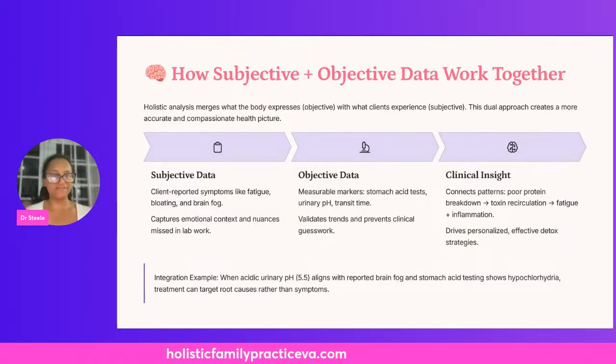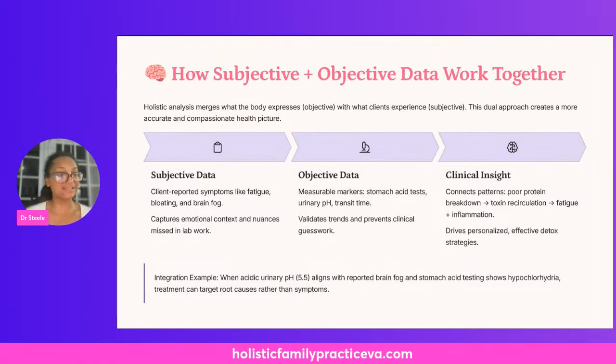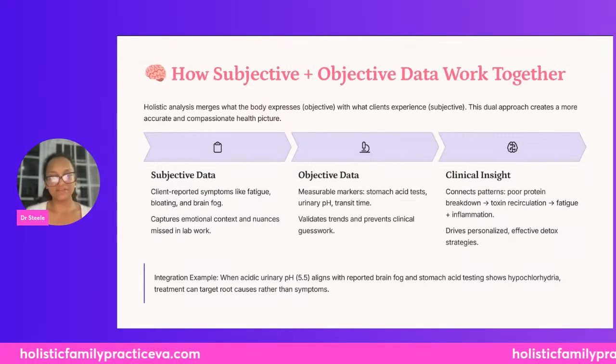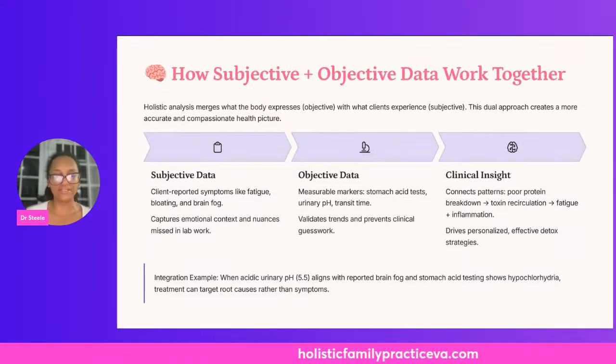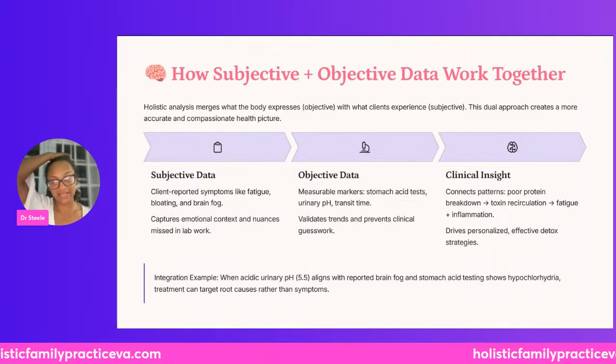So subjective and objective. Subjective, again, is client reported symptoms like fatigue, bloating, brain fog, but also captures the emotional context and the nuances that your lab work isn't going to indicate. Your objective markers like your stomach acid test, urinary pH, salivary pH, and transit time are going to help show you trends and prevent clinical guesswork. So we don't guess, we test.